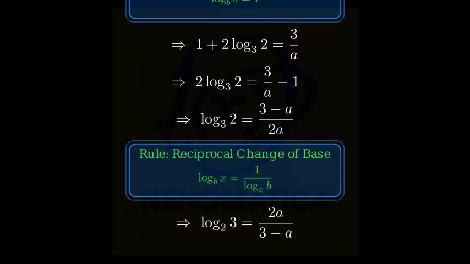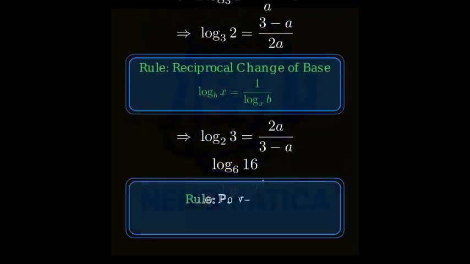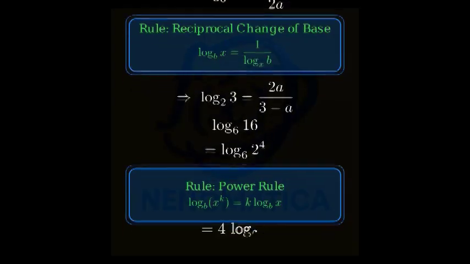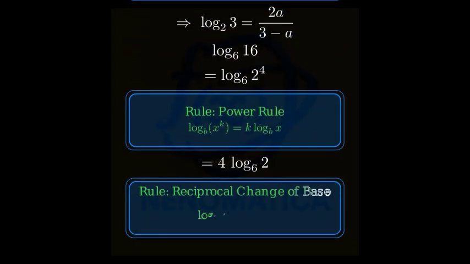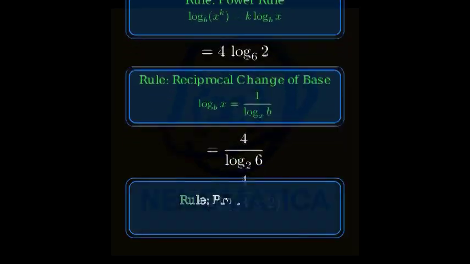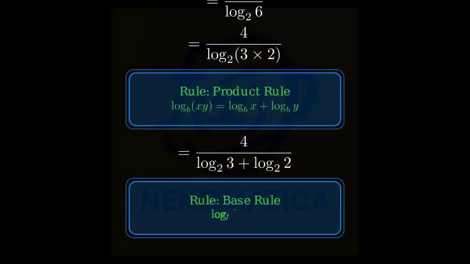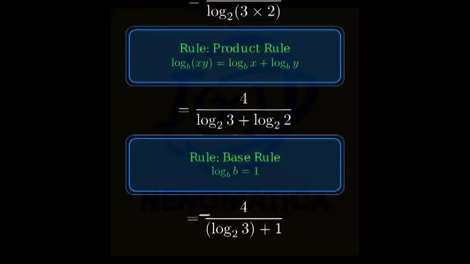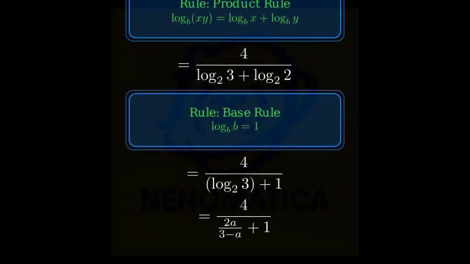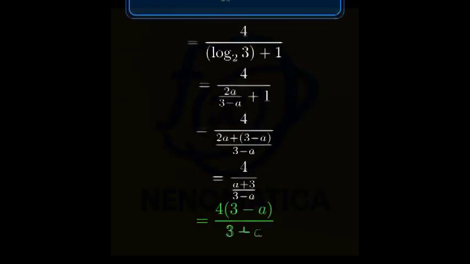Now we compute log base 6 of 16, again matching the written steps. Step 13. Step 14. Step 15. Step 16 uses the reciprocal change of base. Step 17 factors 6. Step 18 uses the product rule. Step 19 uses the base rule. Step 20 substitutes the expression for log base 2 of 3. Step 21, 22, and 23 simplify the complex fraction to the final form.